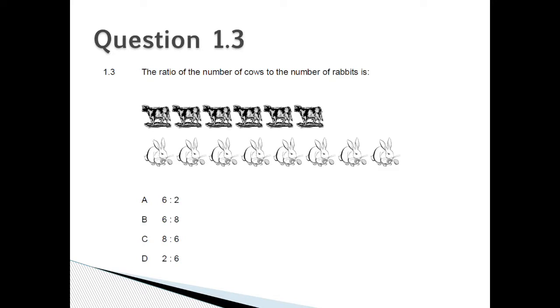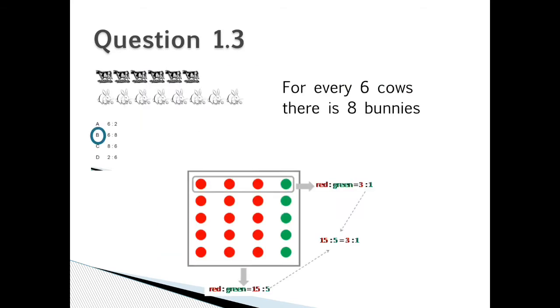The ratio of the number of cows to the number of rabbits is, there are 6 cows and there are 8 rabbits. So there are A, 6 is to 2, B, 6 is to 8, C, 8 is to 6, or D, 2 is to 6. The correct answer is B, 6 is to 8. For every 6 cows, there are 8 bunnies.